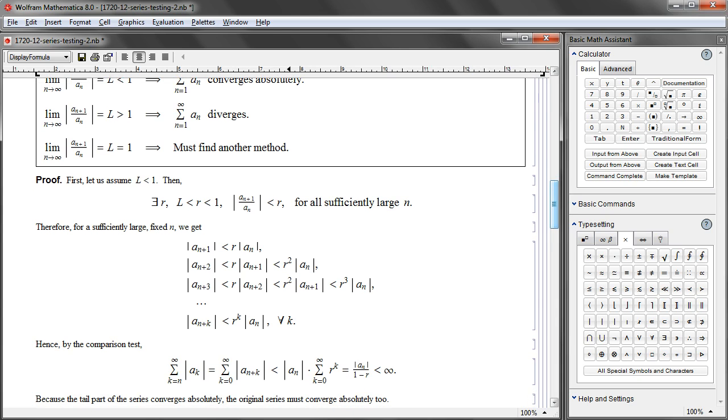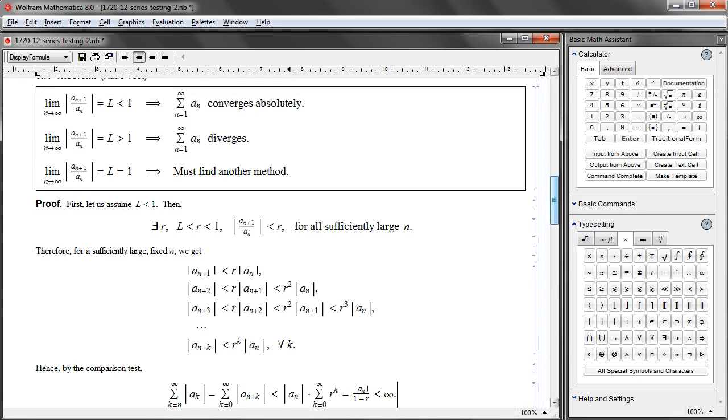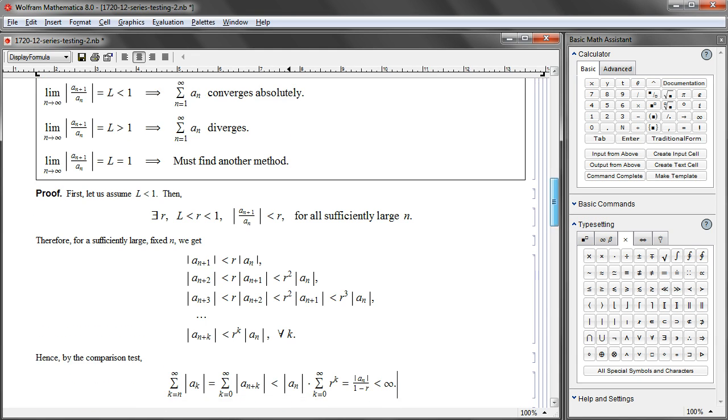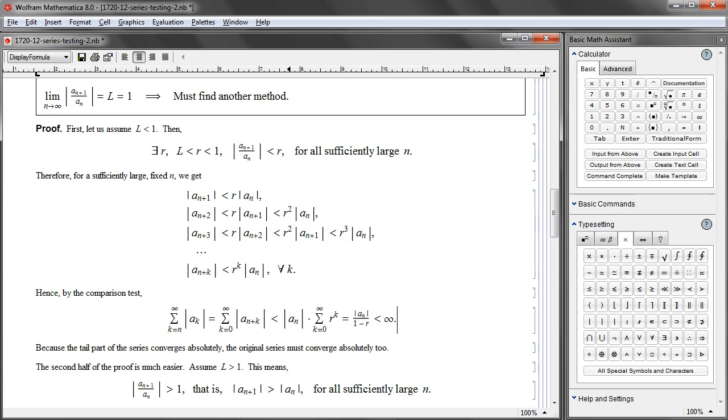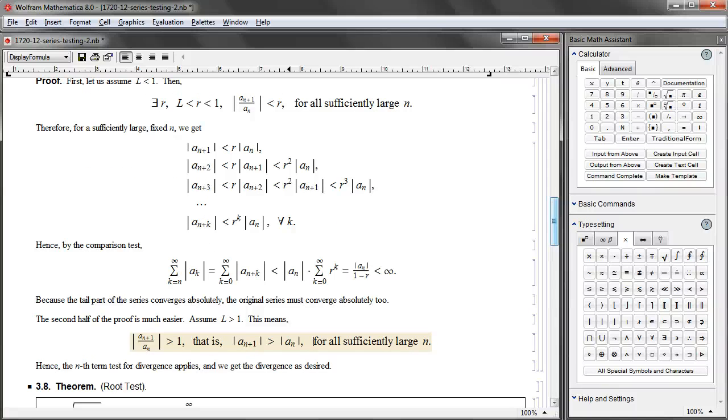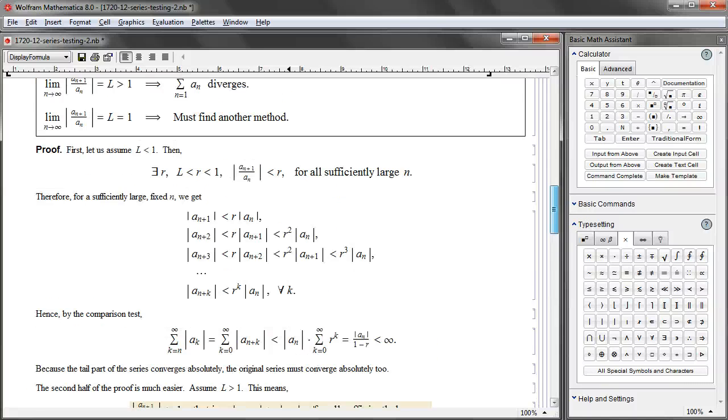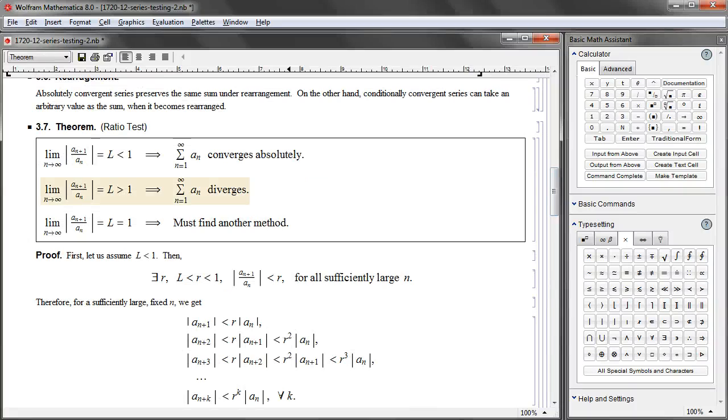If L is greater than 1, then we'll have the nth term test for divergence, because you see a_{n+1} over a_n is greater than 1, so a_{n+1} is greater than a_n. In this case, we cannot have convergence. a_n will not converge down to 0. So by the nth term test for divergence, we'll have divergence in the second case.